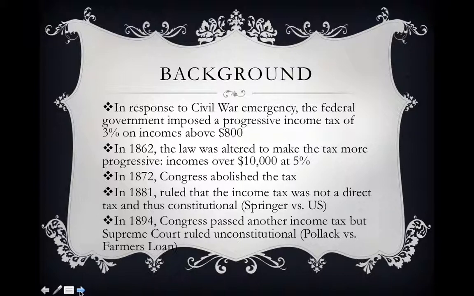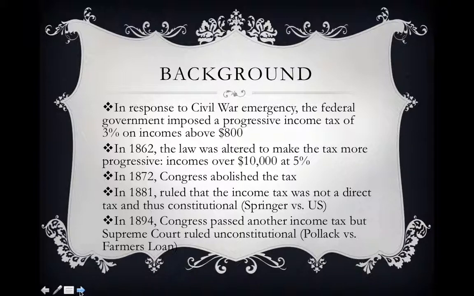In 1894, Congress passed another income tax, but in this instance, 13 years after Springer versus the U.S., it was ruled unconstitutional. It was ruled that the income tax was a direct tax, and therefore it was unconstitutional, and that was Pollock versus Farmers' Loan. So make sure you understand the distinction between Springer versus U.S. and Pollock versus Farmers' Loan.